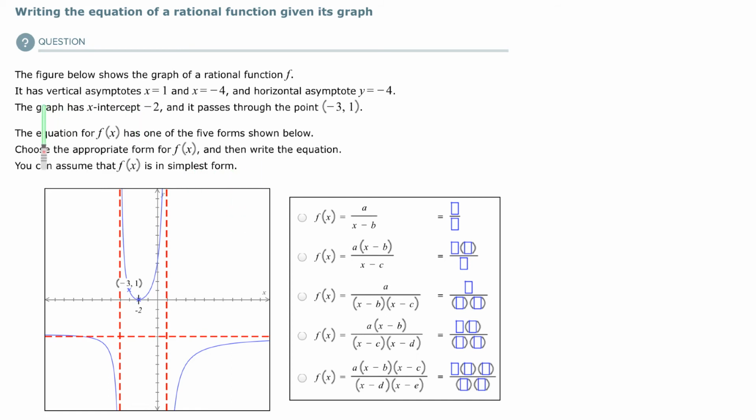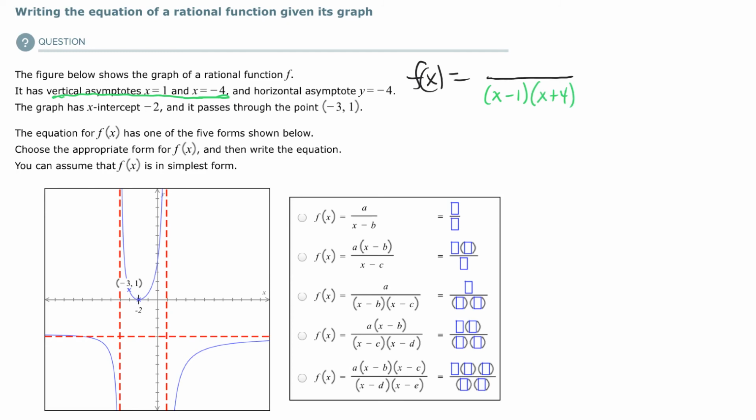Let's go back to the vertical asymptotes. Let's try to translate some of these pieces. We're already given a name of the function. It's called f of x. This part says it has vertical asymptotes x equals 1 and x equals -4. So we're talking about rational functions. That tells us that we have factors like this in the denominator right off the bat.